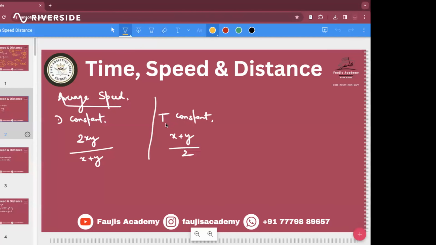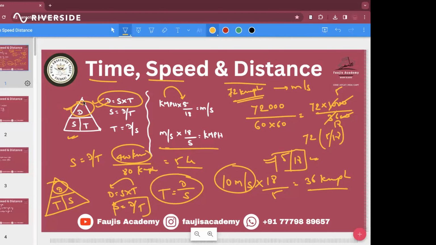Distance is equal to speed into time. Speed is equal to distance by time. Time is equal to distance by speed. You just have to know this one, or you have to know this triangle. From this one, distance is on the upper side, that means d is equal to s into t. From here, by rearrangement, can't you find s is equal to d by t, or t is equal to d by s? Clear?